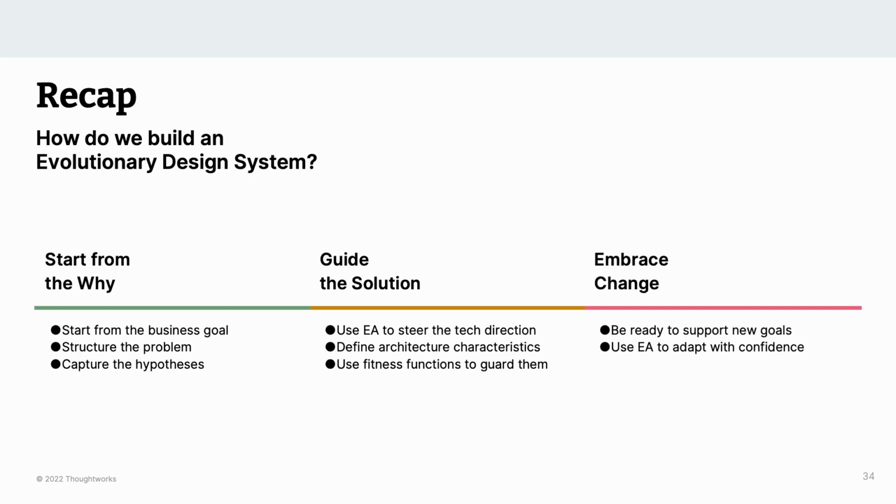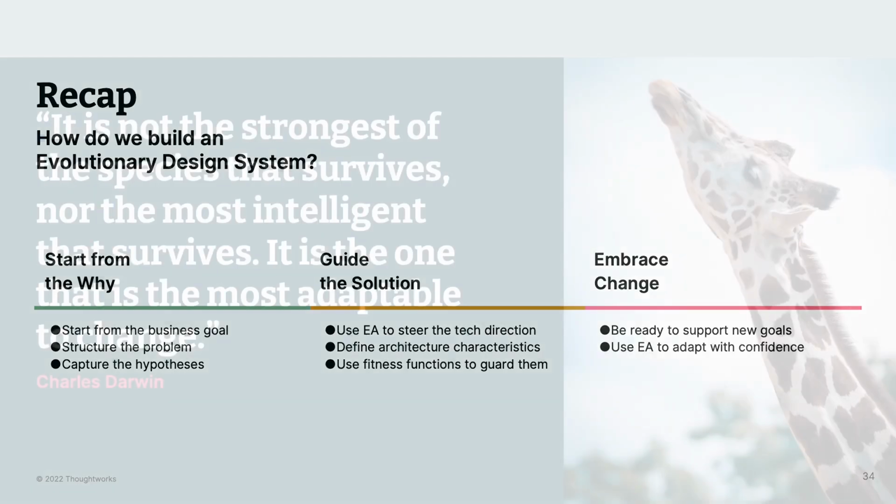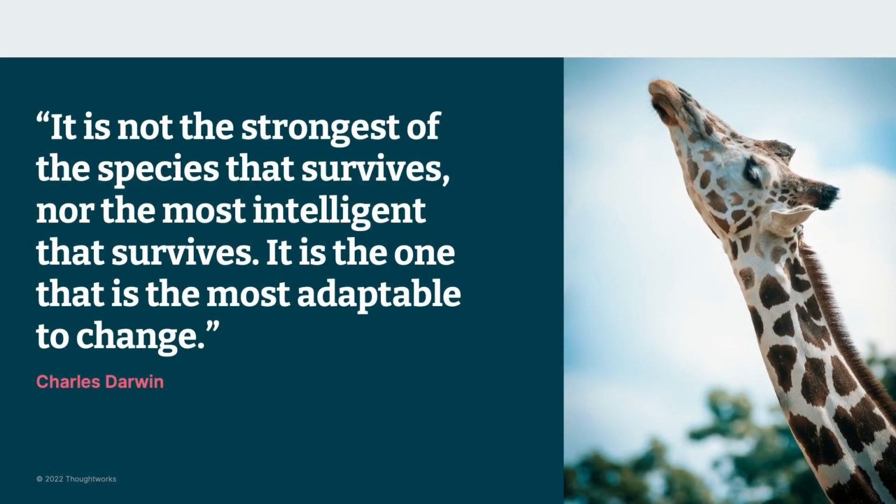Design systems are not one-off, time-limited projects. They need to evolve in order to survive. And you can use evolutionary architecture to adapt them with confidence. So, this is all I have for today. I'm just going to leave you with a quote from Charles Darwin, because we talk a lot about evolution, reminding us of the importance of adapting to change to survive.